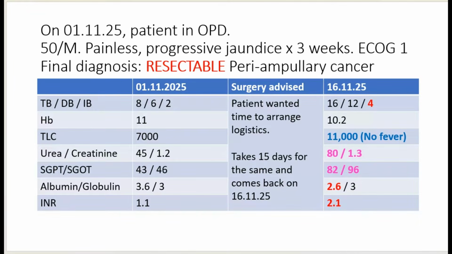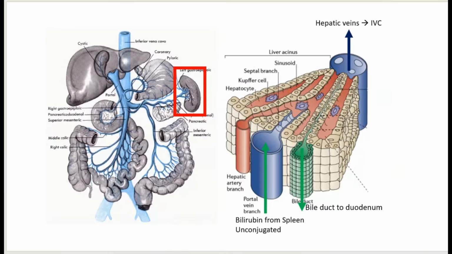So these are the questions, and most importantly, should we have stented this patient on the 1st when we saw him? And now that we are seeing him on the 16th with these lab parameters, do we proceed with surgery or do we stent him now? These are the questions that we'll try to answer in this very short video.